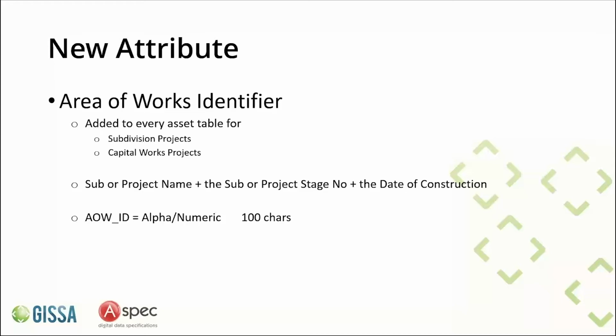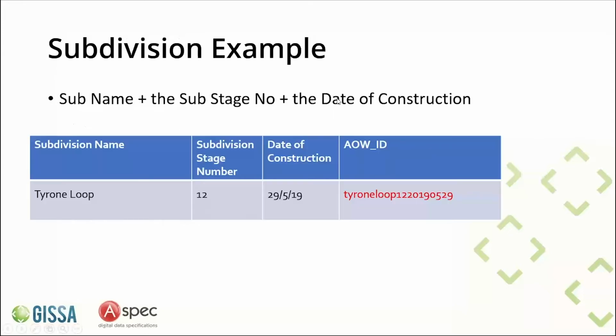So what we're proposing to do is to create an area of works ID, which will sit in every table, and it'll be made up of the combination of the subdivisional project name plus the subdivisional project stage number plus a date of construction. And it's going to look something like this. For a subdivision name, the area works ID will be this. So in each table, that will be a field that will be populated so that it can be quite quickly linked back to that development stage or that project stage.